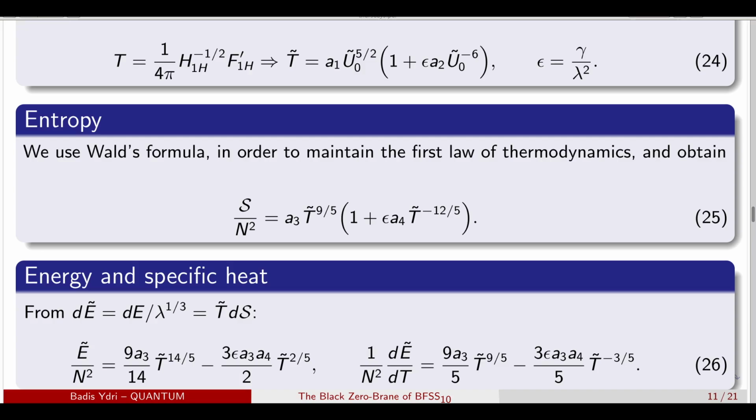In particular, at sufficiently low temperature, the negative correction term dominates, and the specific heat becomes negative. This signals a thermodynamic instability of the black zero-brane, corresponding to the onset of the Hawking evaporation process. In the large N limit, this instability disappears, and the system returns to a stable classical black hole phase, consistent with supergravity expectations.